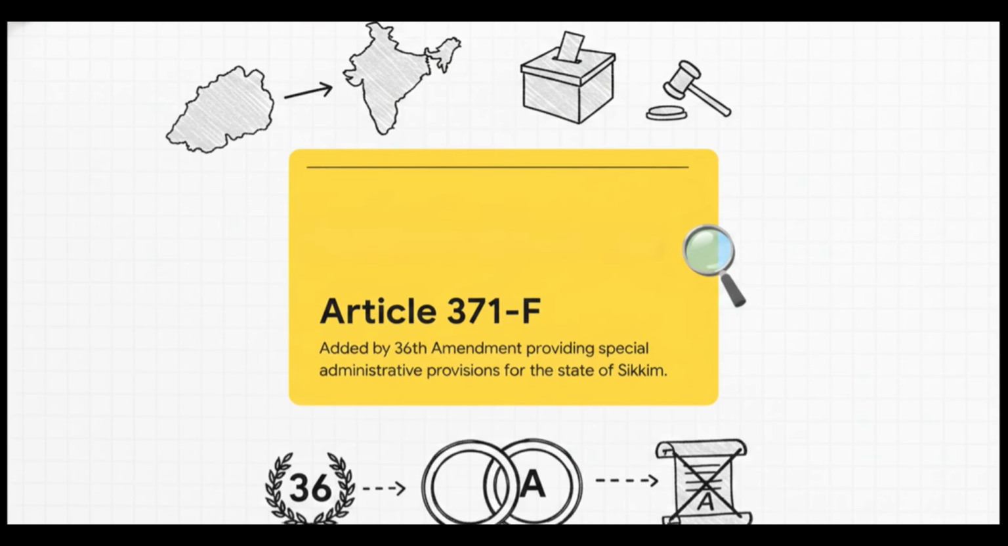Always pair the 36th Amendment with Article 371F. When Sikkim officially became a full state, the 36th Amendment repealed that short-lived Article 2A in the 10th Schedule, and it firmly integrated Sikkim into the Indian Union by adding Article 371F. This new article provided some very special provisions regarding the administration of Sikkim, things like fixing its legislative assembly size and allotting it one seat in the Lok Sabha. This was absolutely vital for successfully addressing its specific regional needs.